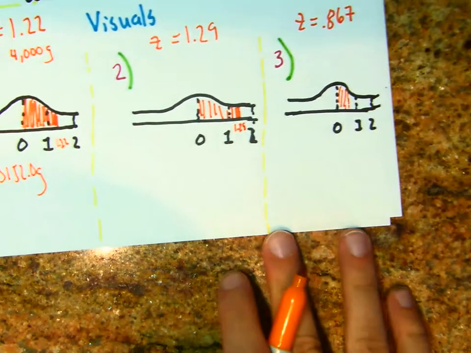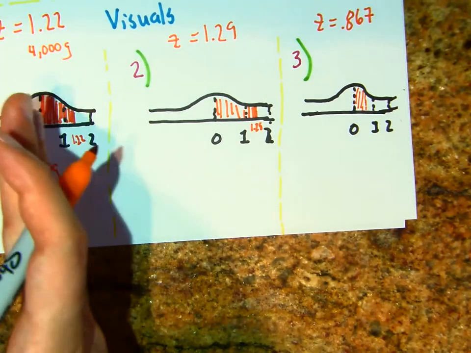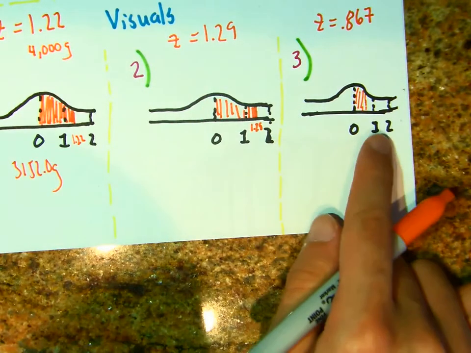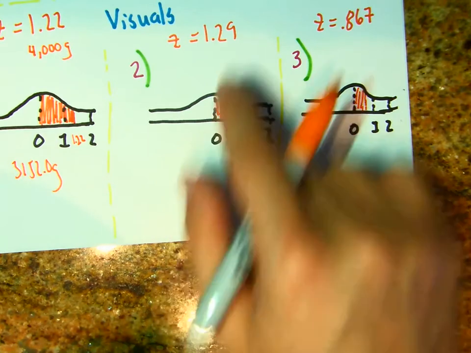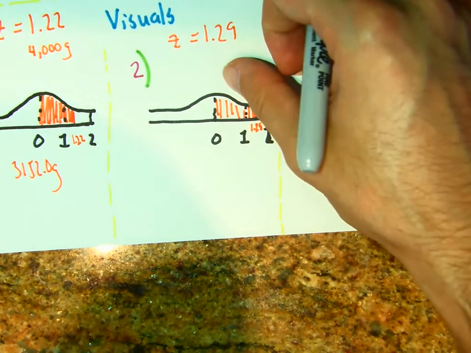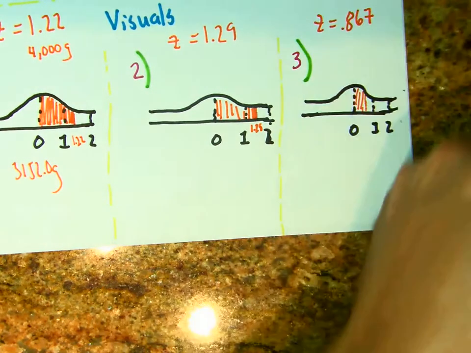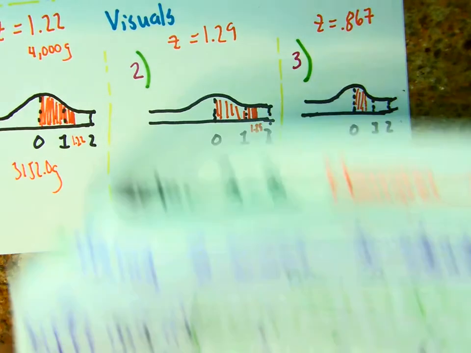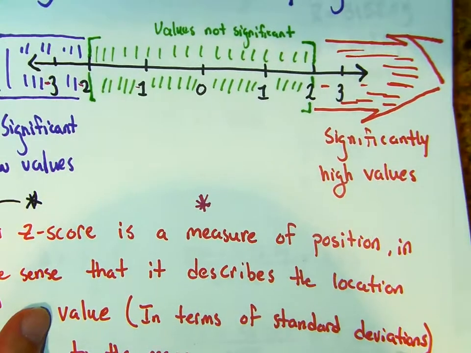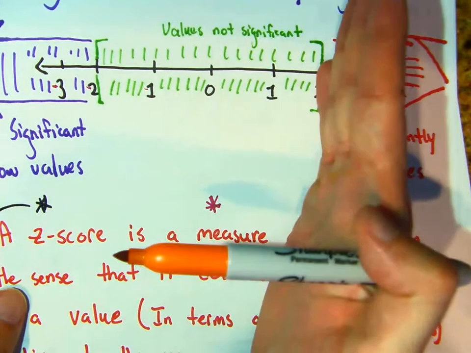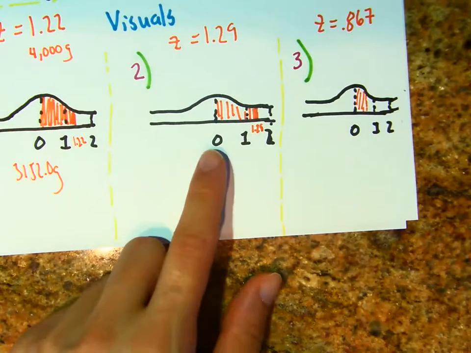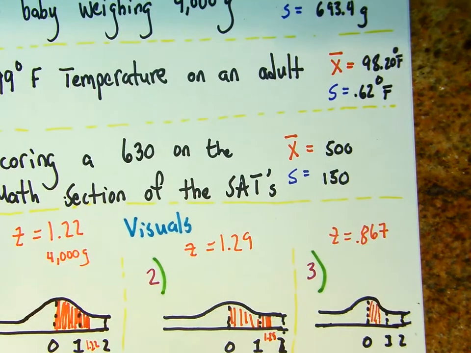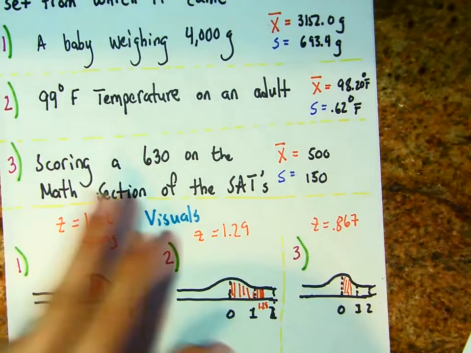Notice that within these three examples, which one of these examples is farther away from the mean? It'll be example 2 with the adult at 99 degrees Fahrenheit. And that's that idea that we had over here, where we're talking about significant values, which is farther away from the mean, and that's this example over here. Okay? Let's go through one more example, and I think this will feel a little bit better.